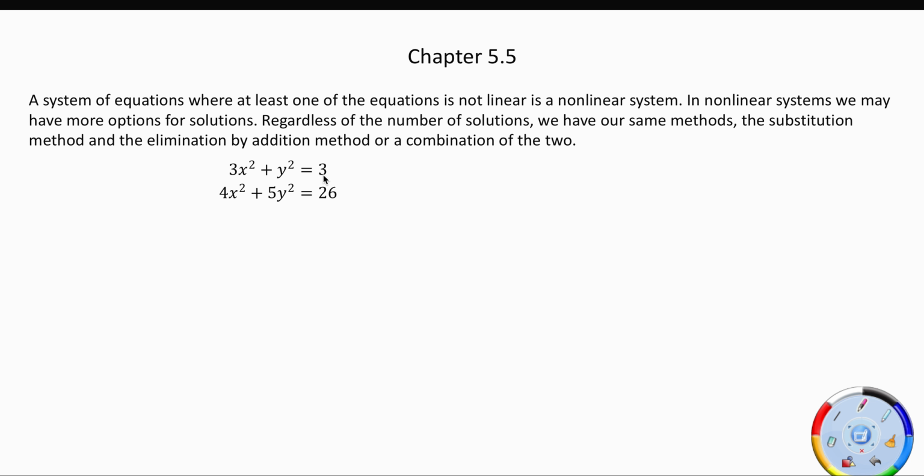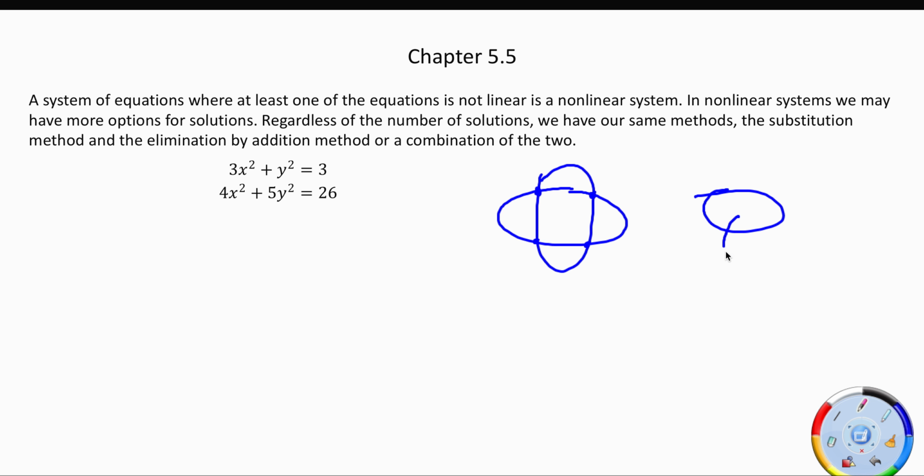Think about this. These are circular shapes, right? So a couple of things that could happen is they could intersect in 4 places. You could have 4 solutions. They could intersect in 2 places. You could have 2 solutions. They could intersect in 1 place. You could have 1 solution. They could not intersect, and there could be no solution. So possibly more than 1 solution.